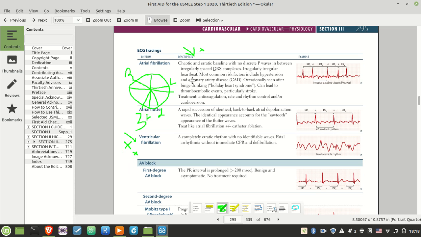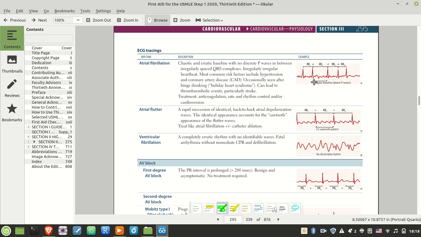So what's next? What's next is atrial fibrillation, super common. The name of the game is that you have no discernible P waves. Why? Because that's atrial depolarization. That's what the P waves are. So if it's fibrillating, if it's not really contracting, then you won't really see any P waves.